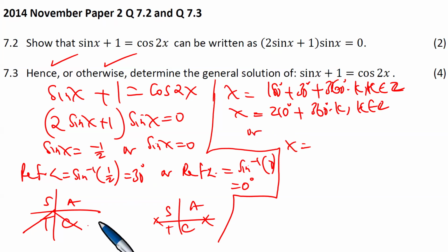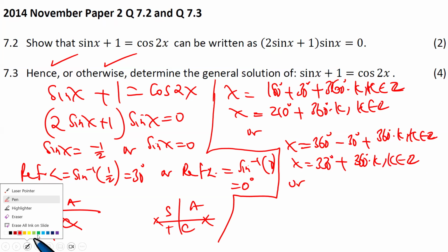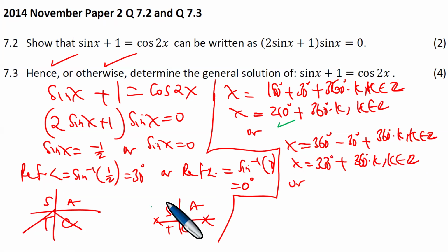Or fourth quadrant. Fourth quadrant: 360 degrees minus 30 degrees plus 360 degrees k, k in Z. That is 330 degrees plus 360 degrees k, k in Z. Or, okay, let's see, we have 210 degrees in the third quadrant and 330 degrees, an angle in the fourth.